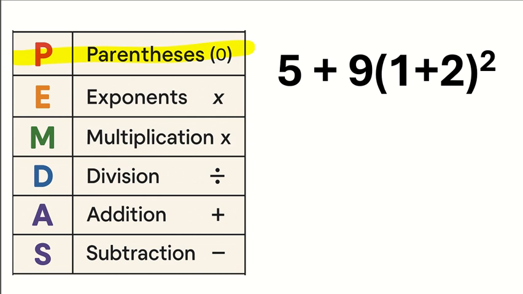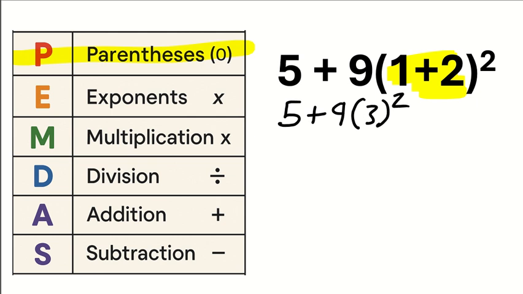Beginning with parentheses. In the parentheses, we have 1 plus 2. 1 plus 2 is, for no fool, because if you don't know, then it is true that you need more practice with your whatever. So 1 plus 2 is 3. We have 5 plus 9 times the quantity 3 raised to the second power.